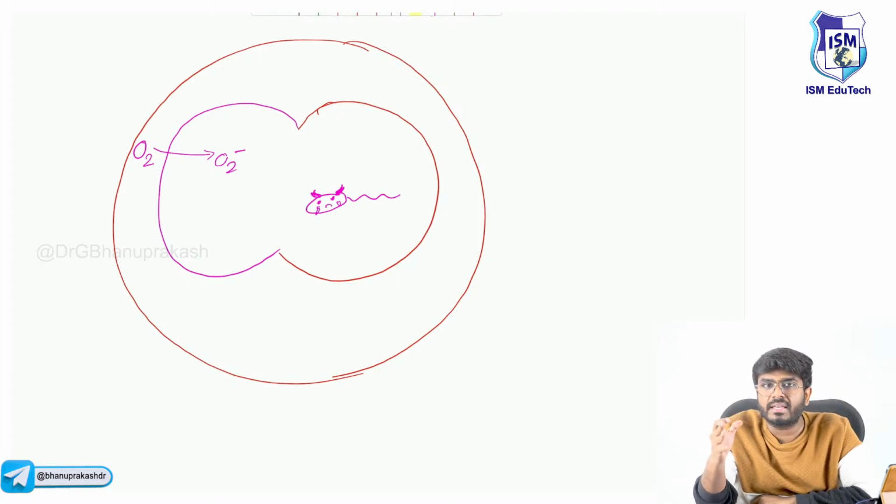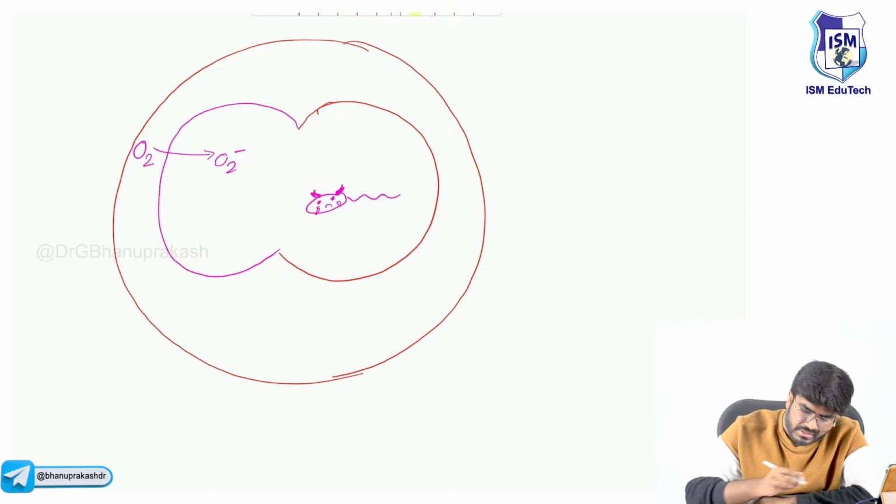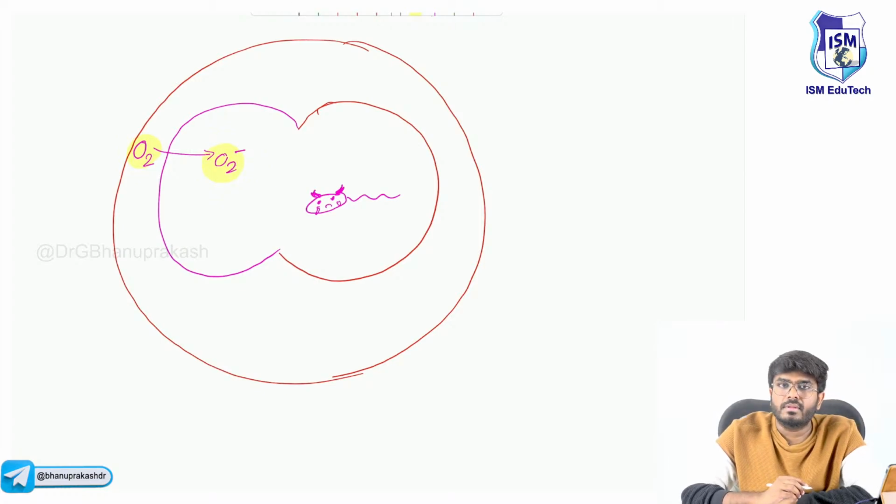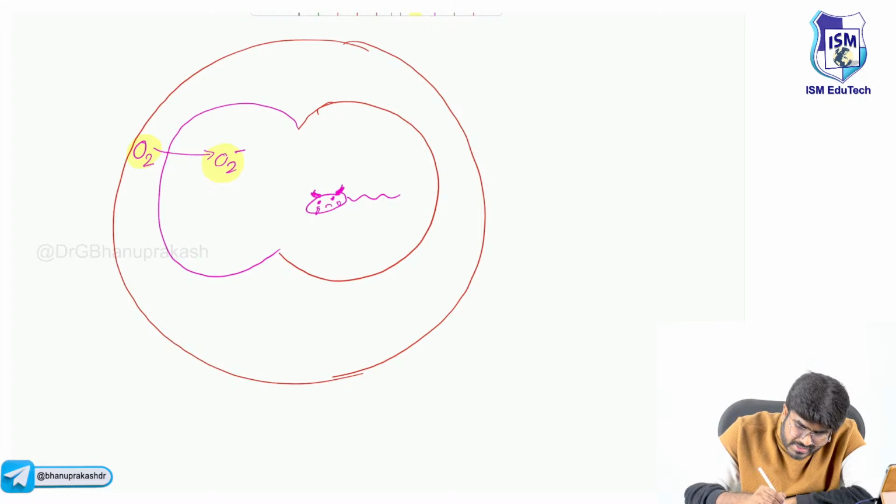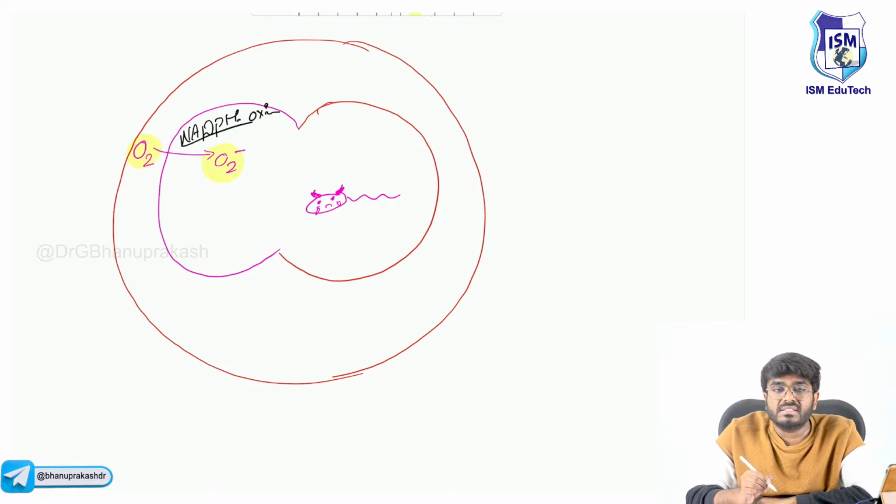During oxygen dependent killing, the powerful way of killing the bacteria, what happens? Oxygen molecules are taken and converted into free radicals with the help of an enzyme called NADPH oxidase. With the help of NADPH oxidase, the oxygen is converted into O2 minus.